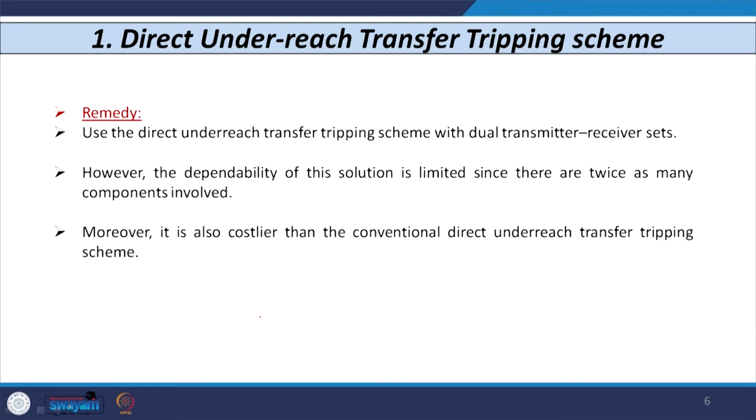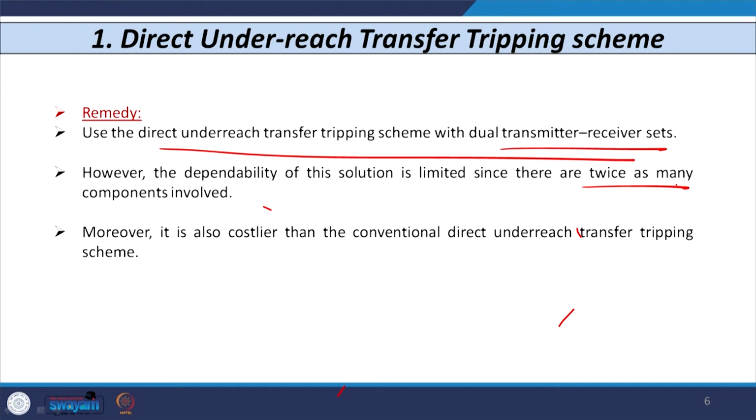So, what is the remedy? One of the easiest remedies is to use a dual transmitter and receiver set under the direct underreach transfer trip scheme. But as we use a dual set of receiver and transmitter, the cost of this scheme increases compared to the conventional direct underreach transfer tripping scheme. Hence this type of scheme is not used.